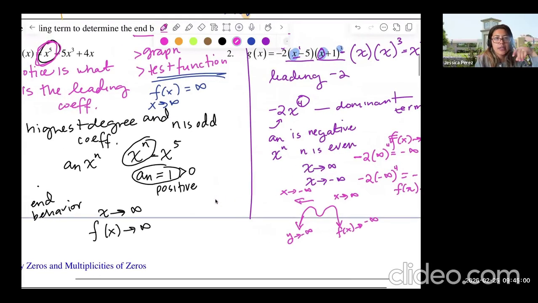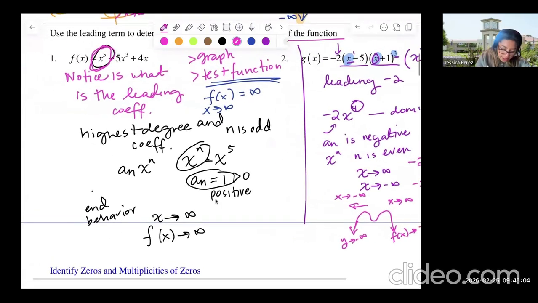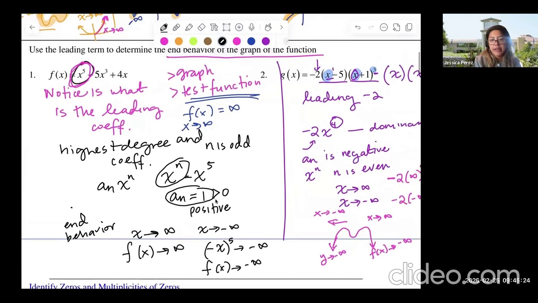Let's go back to the first one. We saw what happens when x is positive infinity. What happens when x is negative infinity? Well, if we test the function, if we have a negative x value raised to the fifth power, my solution will still be negative. So f of x will go to negative infinity. And that's because we have an odd polynomial. We can also look at the graph and test the function.